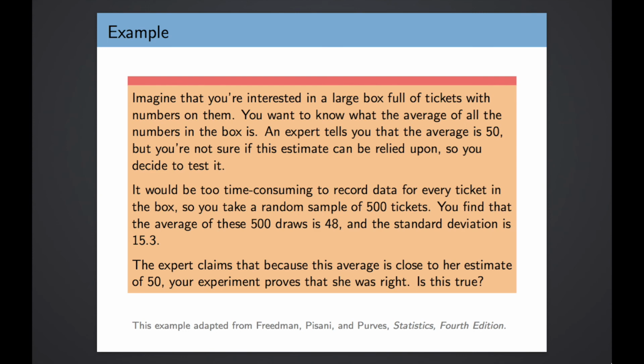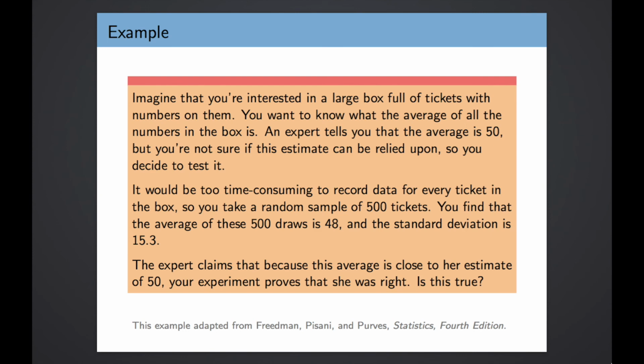You don't have the time or the resources to look at every single ticket in this box, so what you're going to do is take a random sample of 500. And you find that the average of those 500 tickets is 48, and the standard deviation of that sample of draws is 15.3. So you go back and talk to the expert and you say, hey, I found an average of 48. And the expert tells you that this average is pretty close to her estimate of 50.